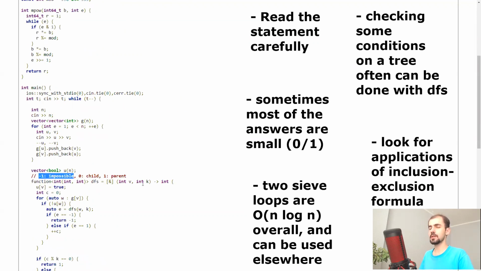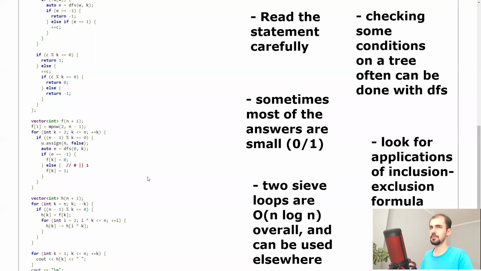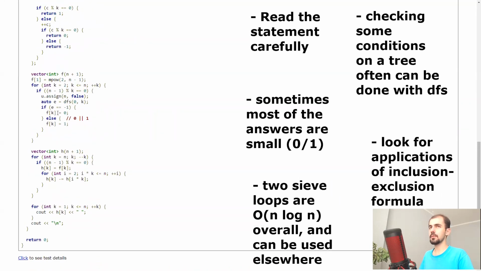If it returns -1, then it's impossible. If it returns 0, then it means that the edge went to a child. If it returns 1, it means that edge went to a parent. So if it is -1, then we don't have an assignment. Otherwise, we have a unique assignment.